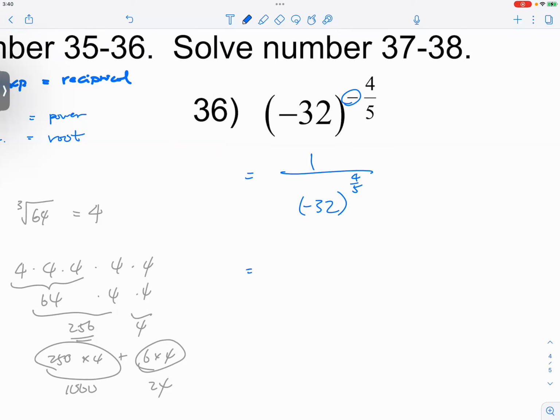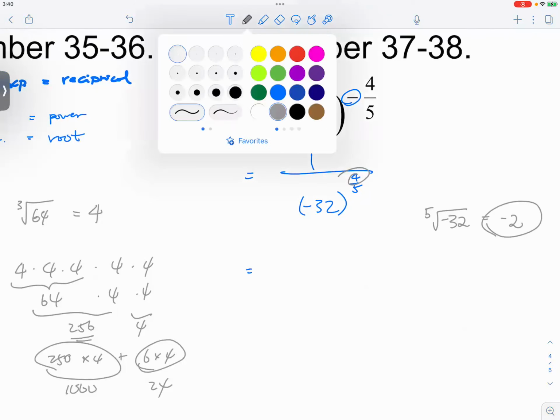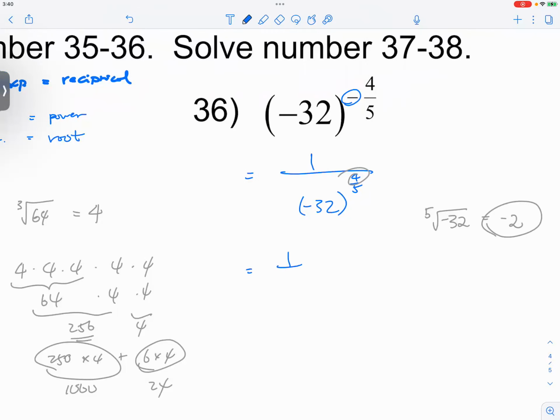What is the 5th root of negative 32? That will be negative 2. Negative 2 times itself 5 times is negative 32. And then you will go ahead and raise it to the 4th power, which will be 16. Now, make sure that it is a 16 in the denominator. So it's 1 over 16. Not just 16, it's 1 over 16.